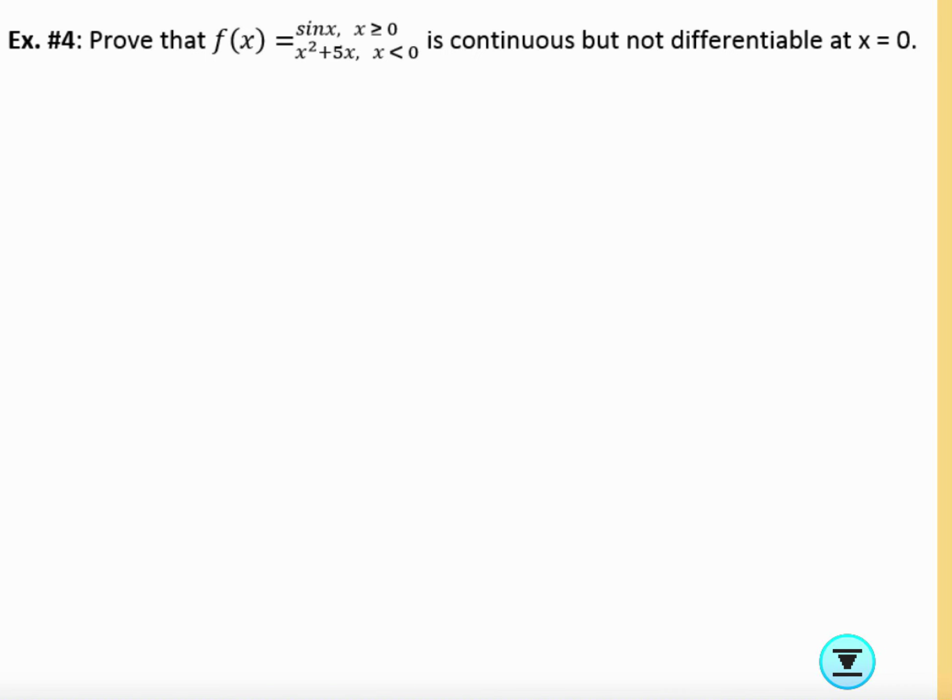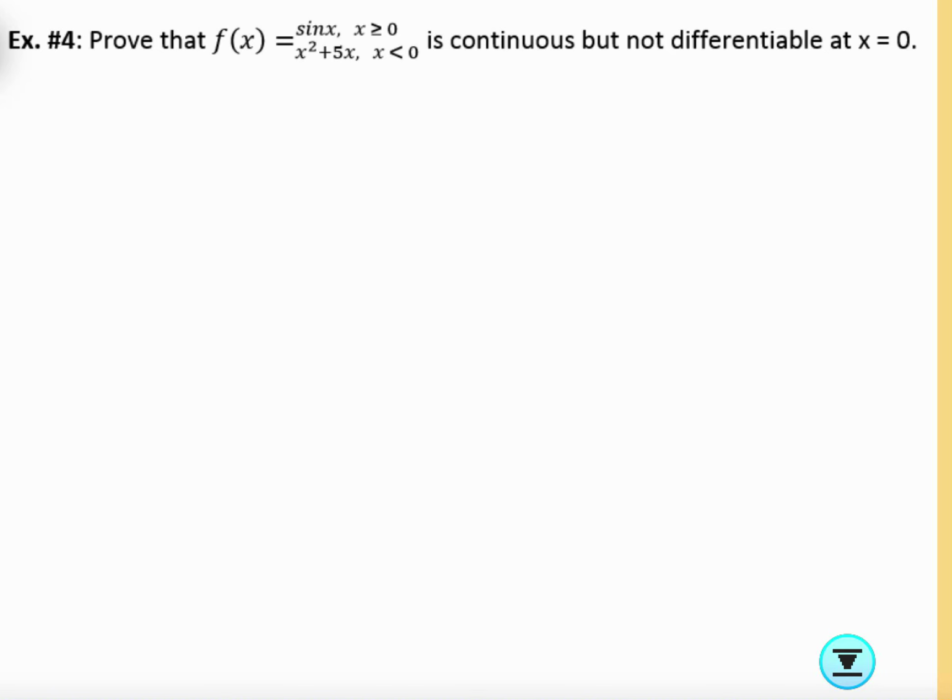Alrighty, and this will be our last one. This is actually the last one in our whole unit. So we are going to prove that f of x is equal to the sine of x as long as x is greater than or equal to 0, and it's equal to x squared plus 5x as long as x is less than 0.